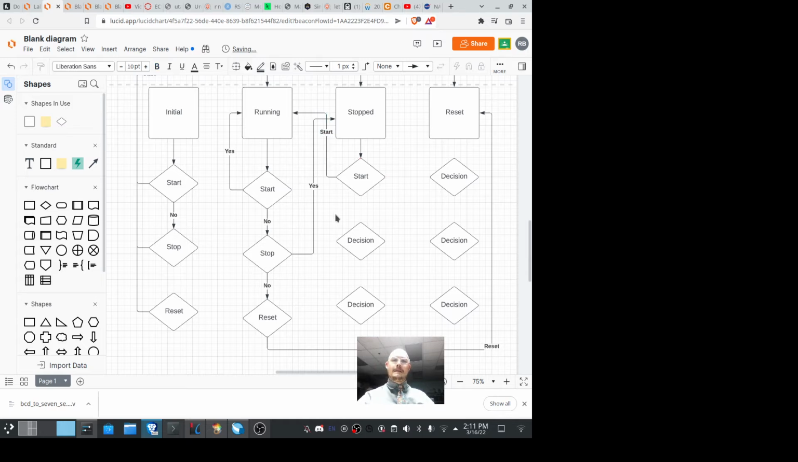Cool. And if not, then we probably want to see what happens if we go stop. From stopped, if we press stop, it makes perfect sense that we would just go back to stopped. And reset always goes back to reset. So we have 3 buttons: start, stop, and reset.